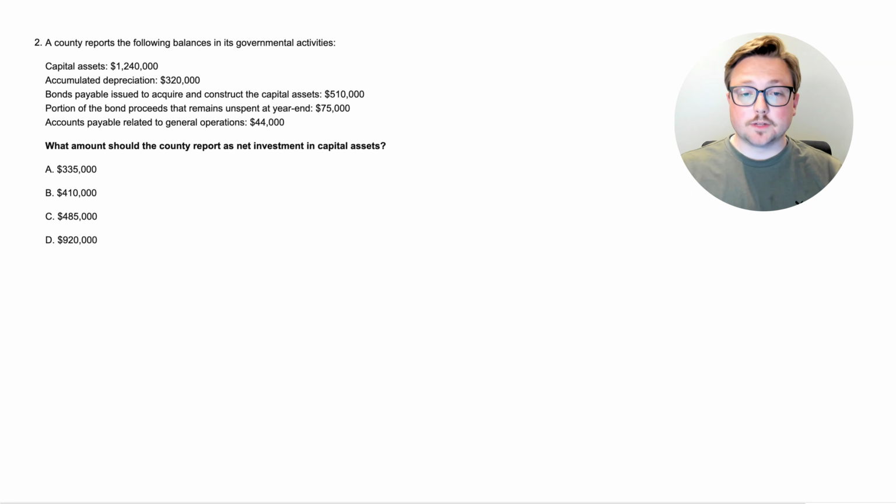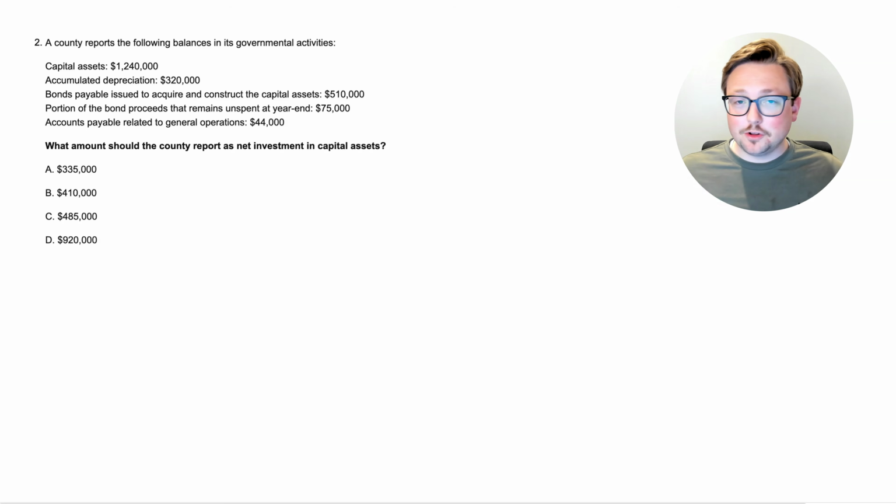A county reports the following balances in its governmental activities. They have capital assets of $1,240,000, accumulated depreciation of $320,000, bonds payable issued to acquire and construct the capital assets for $510,000, and a portion of the bond proceeds that remains unspent at year end was $75,000. So out of those $510,000, $75,000 was not used. Accounts payable related to general operations was $44,000. So what amount should the county report as net investment in capital assets?